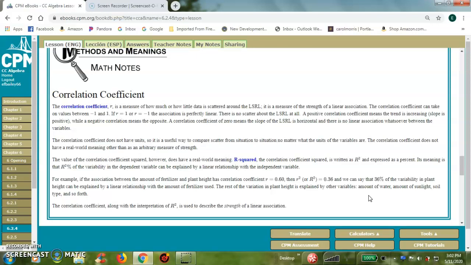The correlation coefficient does not have a real-world meaning other than an arbitrary measure of strength. The value of the correlation coefficient squared, however, does have a real-world meaning. R squared, the correlation coefficient squared, is written as R squared and expressed as a percent. Its meaning is that R squared percent of the variability in the dependent variable can be explained by a linear relationship with the independent variable.